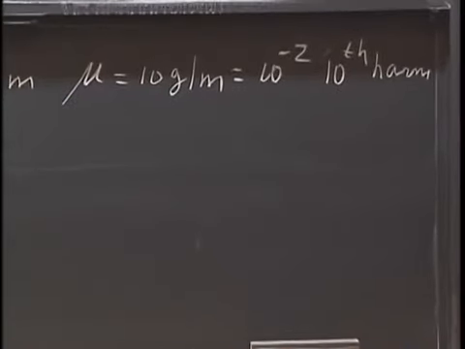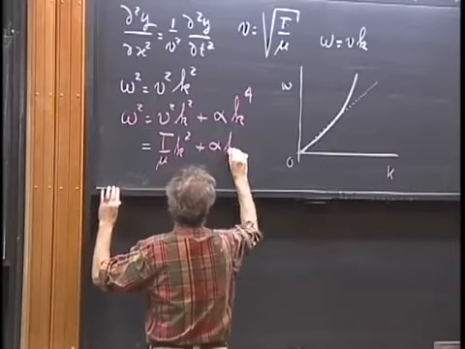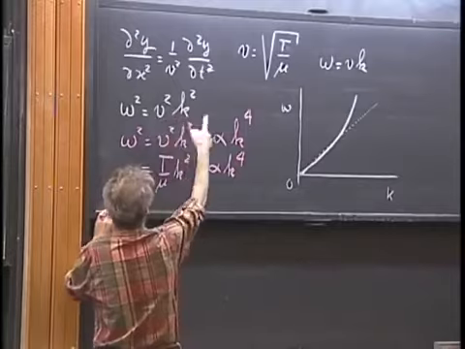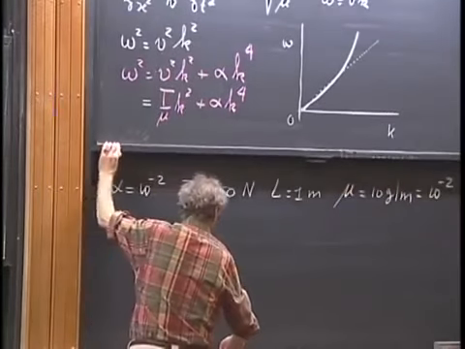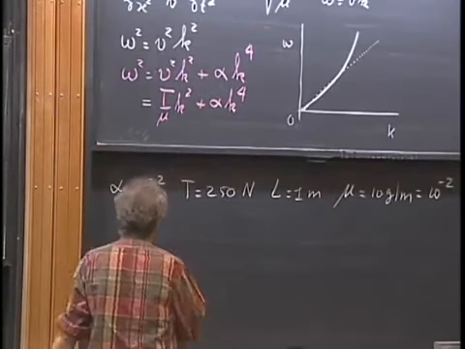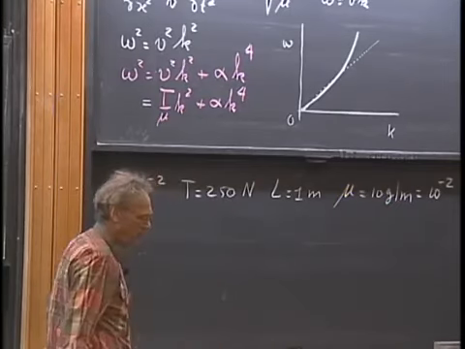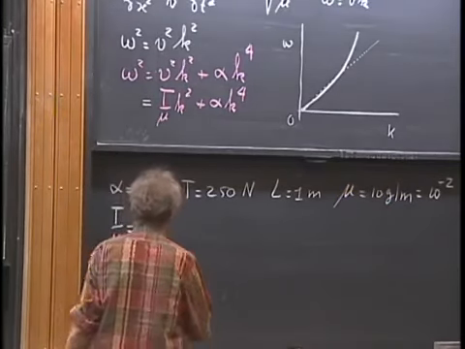Well, T divided by mu, by the way, this can be written, I will write it down again, this is also T divided by mu times k squared plus alpha k to the 4th. This V, remember, was T divided by mu. So T divided by mu, that's easy enough. That is 2.5 times 10 to the 4th.